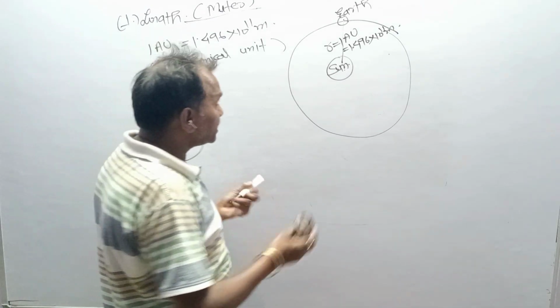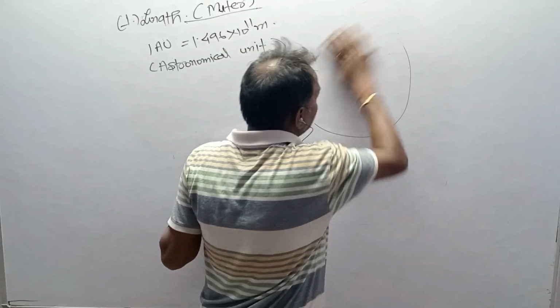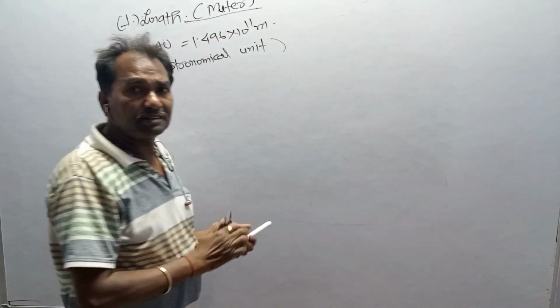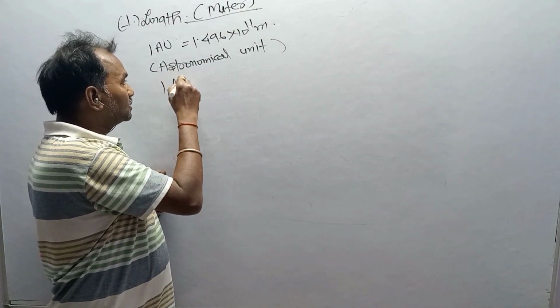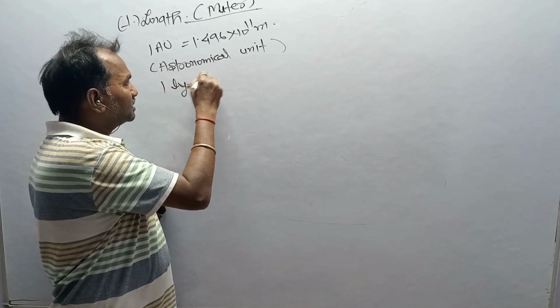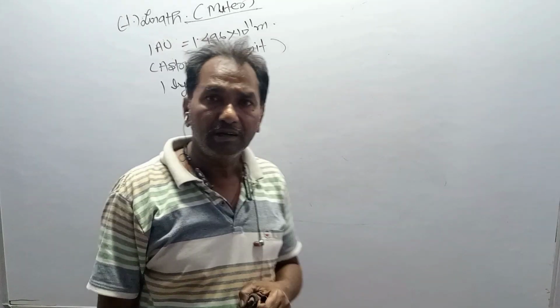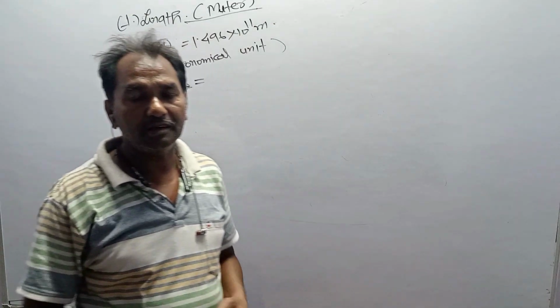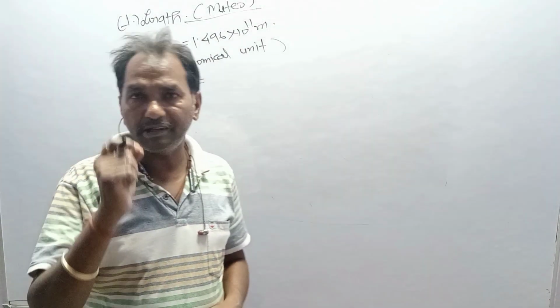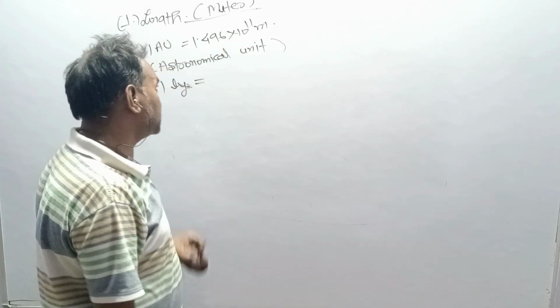Now comes another bigger unit to measure the bigger length. That is a light year, 1 light year. By name it is clear: the distance traveled by light in 1 year is called the 1 light year.